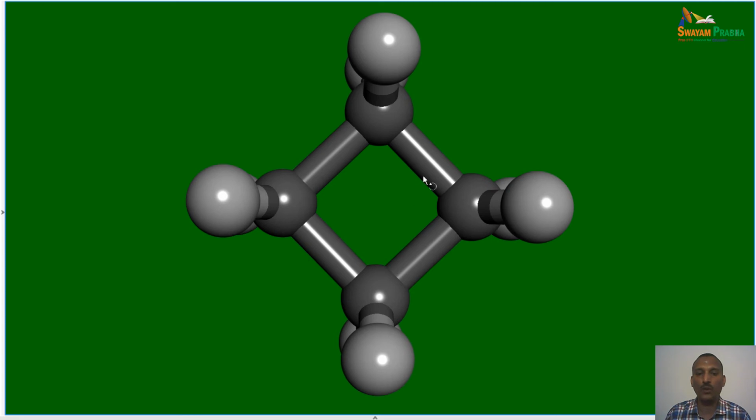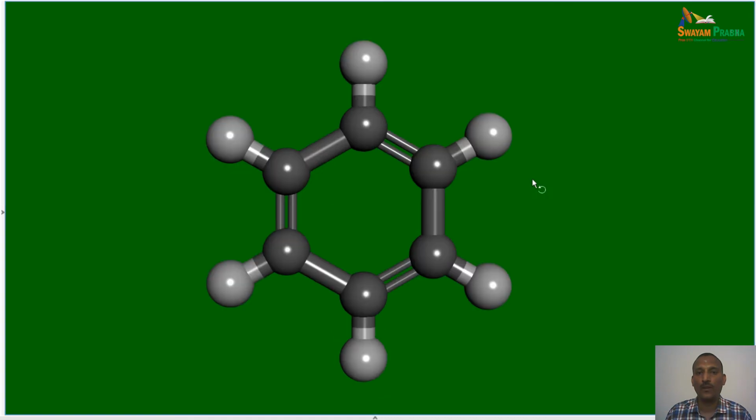And we can also do this across this bond, and across this bond also. So that way we have another couple of C2 axes which are perpendicular to the plane. So this molecule has various C2 axes perpendicular to the plane of the molecule, and it has one C4 axis on the plane of the molecule.